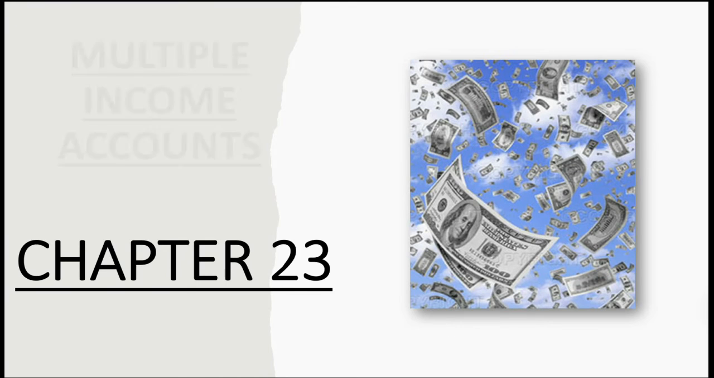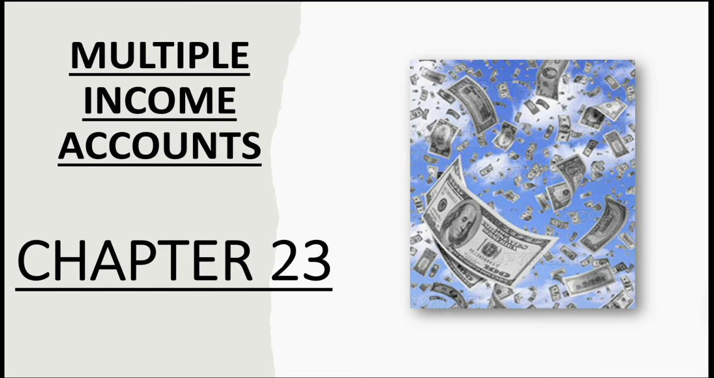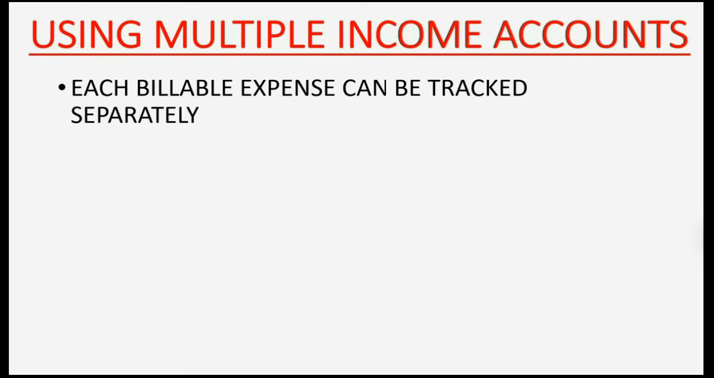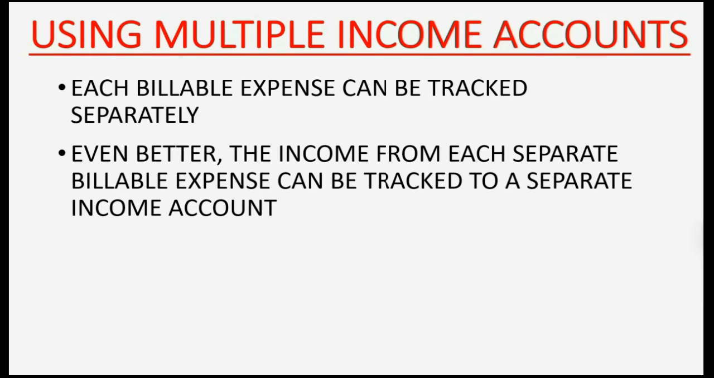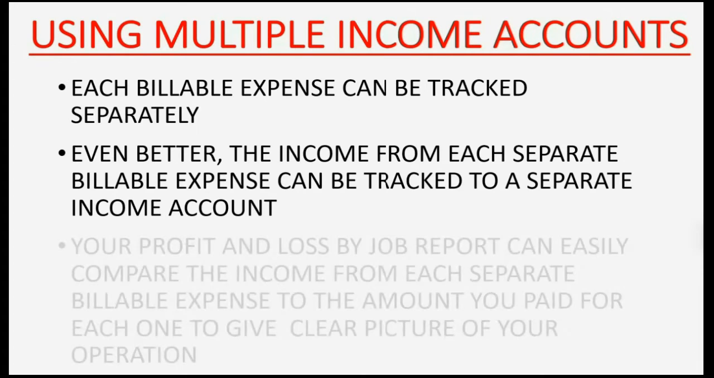Chapter 23, Multiple Income Accounts. Since each billable expense can be tracked separately to a separate expense account, it is now possible in QuickBooks Online to track the income from each separate billable expense to a separate income account. And this will help you clearly see the difference between what you paid as a billable expense and what you charged your client for billable income.